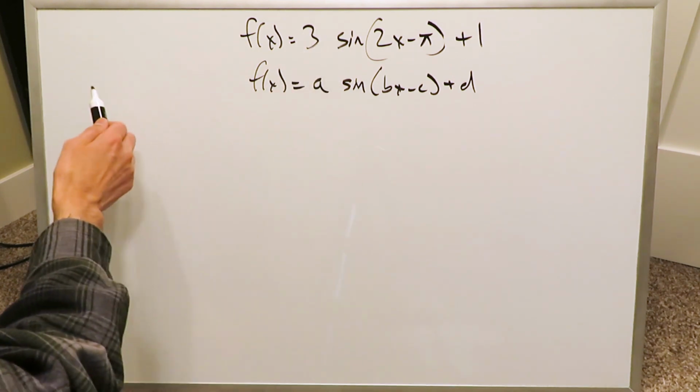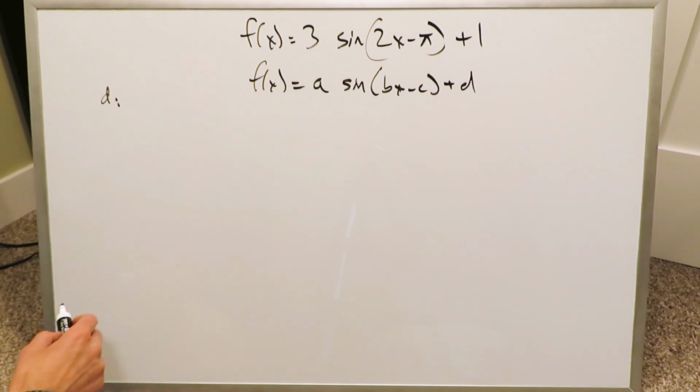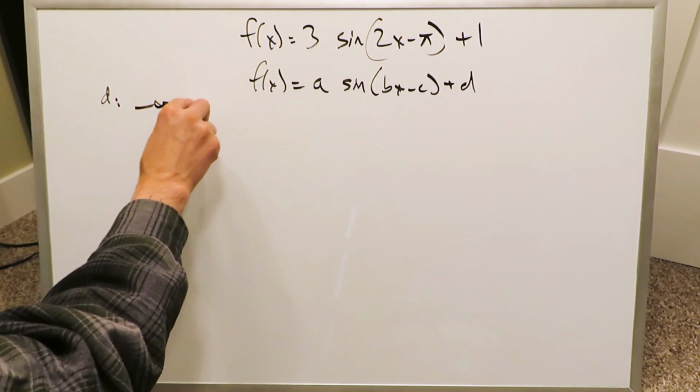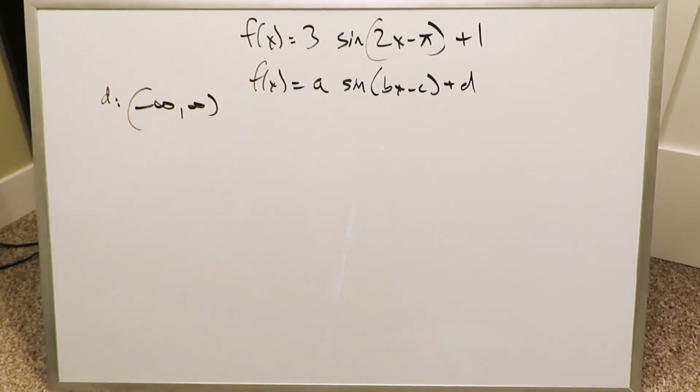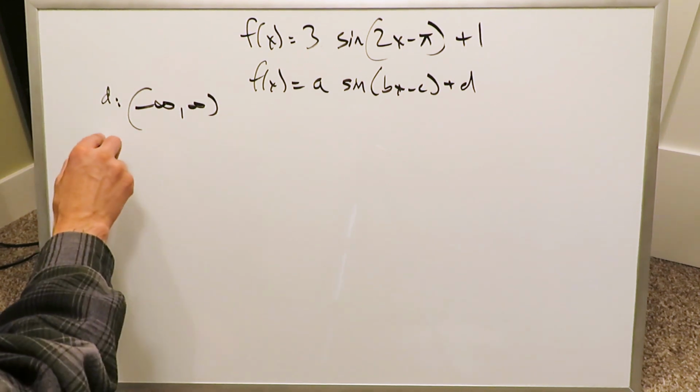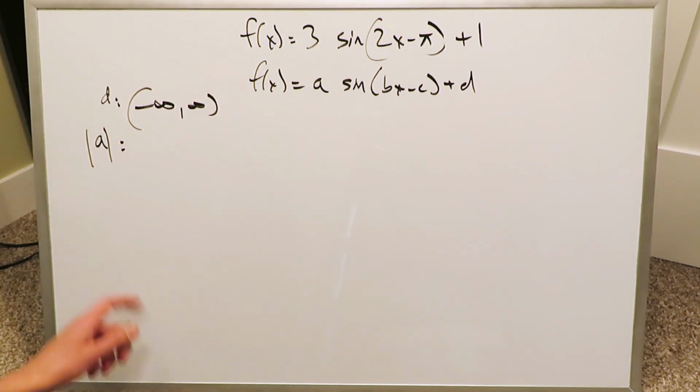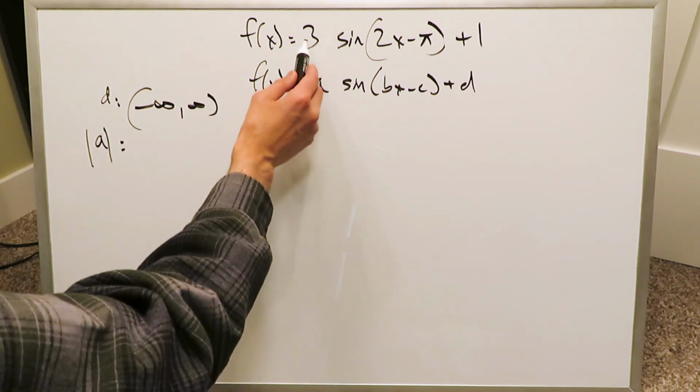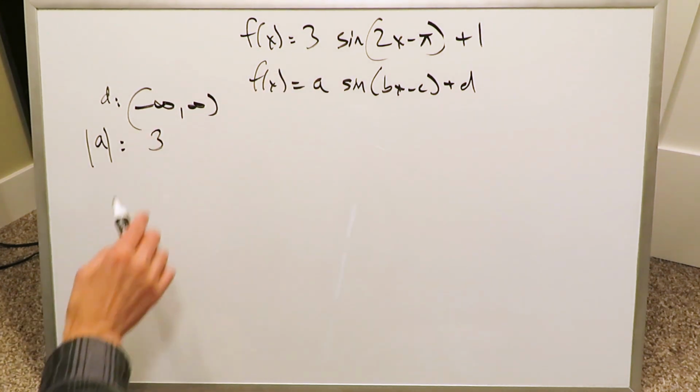When you're looking at this, the first thing you probably want to do is look at the domain. Sine always has a domain minus infinity to infinity, so that's done, it's easy. The next thing you probably want to look at is your amplitude, which is usually in absolute value. This right here represents your amplitude. It's going to be 3.